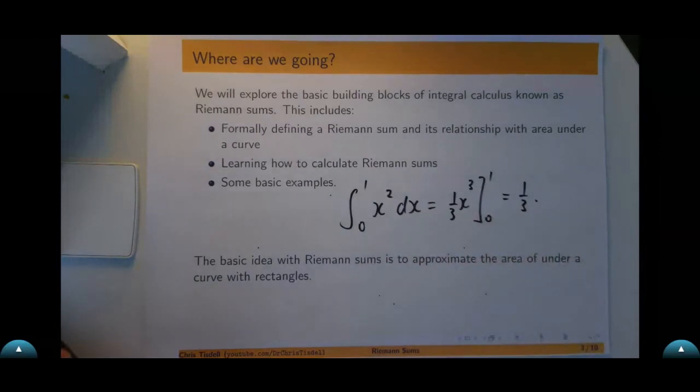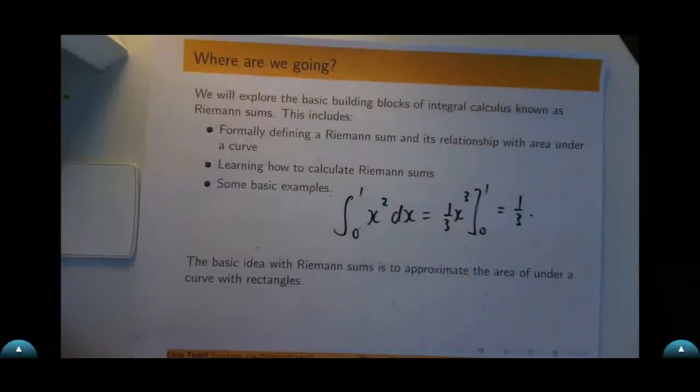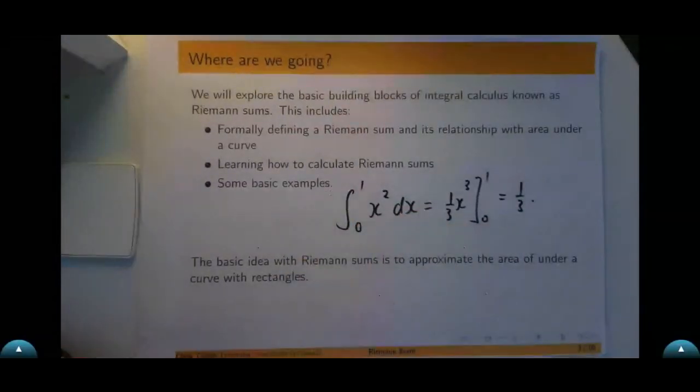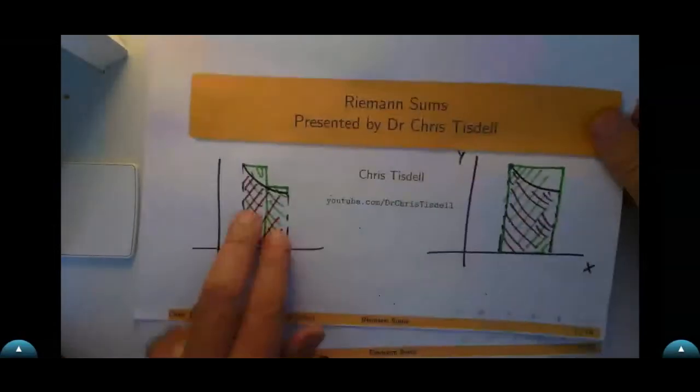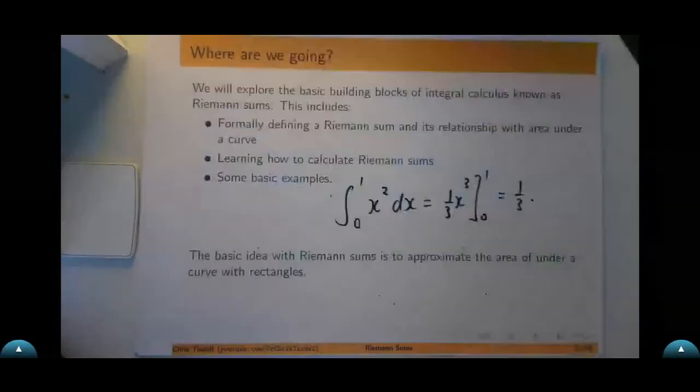Okay. Now that's easy, but a long time ago, mathematicians didn't know this way of working. They didn't know that you could find the antiderivative and then use the endpoints. They didn't know how to do that. And so what they did was they used these rectangles to approximate the area under the curve, right? So instead of doing this, which takes, like literally 5 seconds, they did this sort of thing. Okay, so that's what we're going to learn about today.